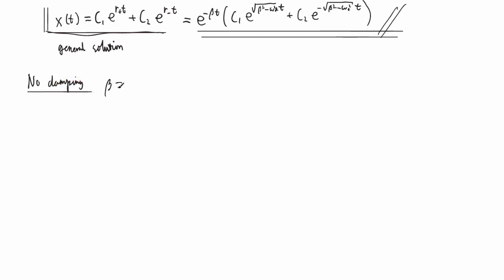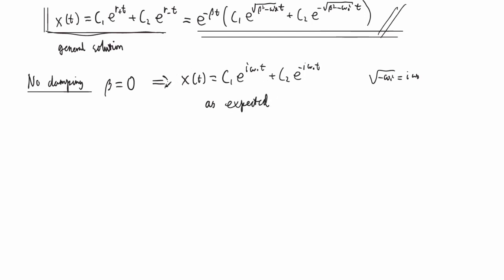In other words, beta equals 0. If we do that, we immediately get the solution x of t is just... and that's because the square root of minus omega naught squared is i omega naught, right? So we recover, in this limit of no damping, the solution we have seen before. So this is as expected.